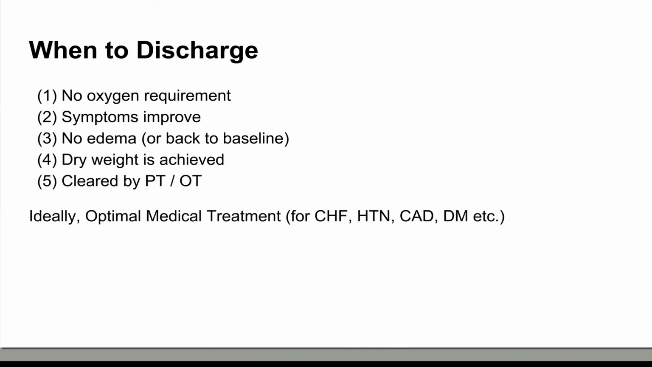Next question is, when can we discharge these patients? And there's a few criteria that are important, and these are what we're working on a day-to-day basis to try to get the patients better so that they can go home. First is they cannot have an oxygen requirement. Maybe that's obvious. 2 is that their symptoms have improved.